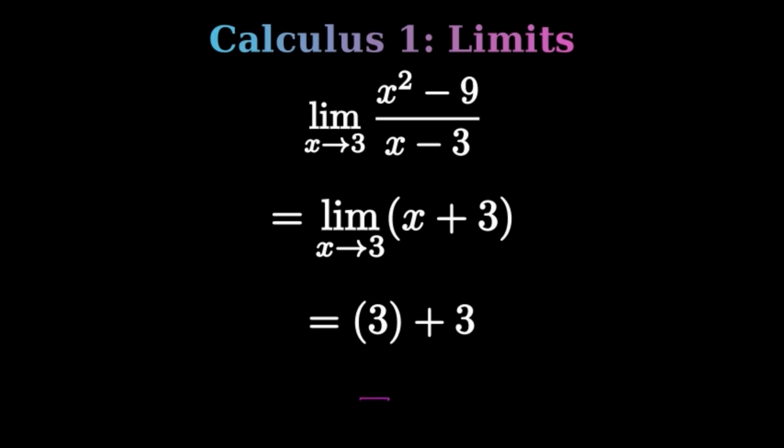So to answer this question, the limit as x approaches 3 of x squared minus 9 over x minus 3 is 6.